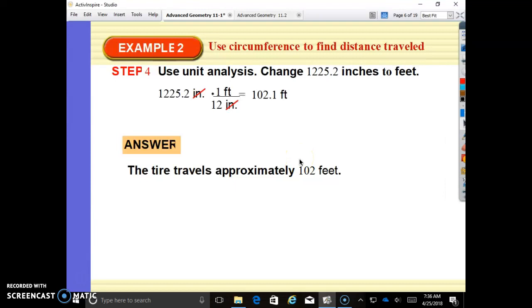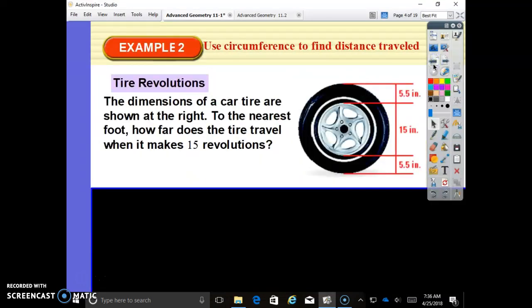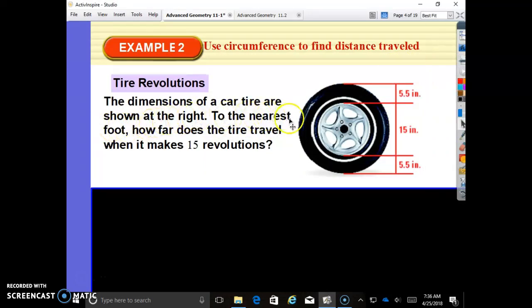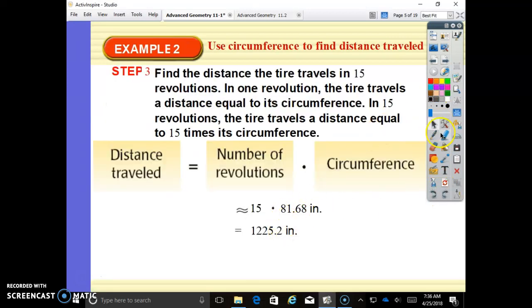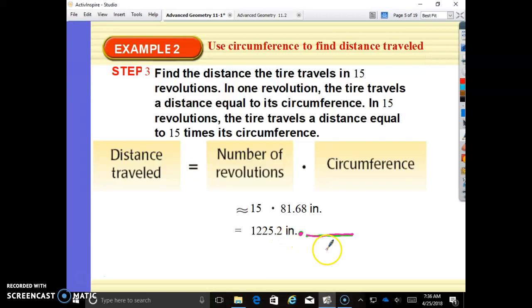What if they didn't want it in inches and they wanted it in feet? Did they tell you they wanted it in feet? To the nearest foot. So if they wanted us to get out of inches and into feet, we need to use dimensional analysis, which you learned in chemistry if you've taken chemistry already. If we're getting out of inches, inches need to be diagonal to get out of something, and we're going into feet. What do you know about inches and feet? 1 foot is 12 inches. The inches are diagonal, so they cancel out. We will be left in feet. So all we do is multiply our numerators, multiply our denominators, and then divide. So basically it's really just this divided by 12. If you take 1,225.2 divided by 12, you're going to get 102.1 feet.